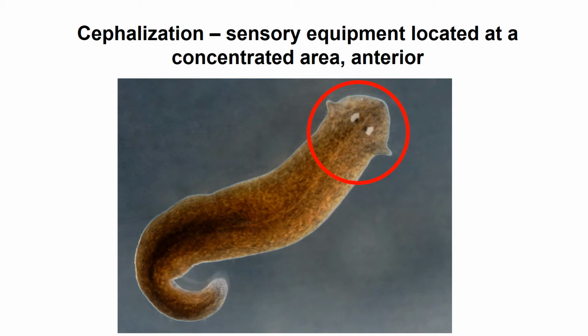Cephalization is all of the sensory equipment located at a concentrated area known as the anterior part of the organism, or often the head of the organism. You can see cephalization here in this flatworm in the region indicated by the red circle.